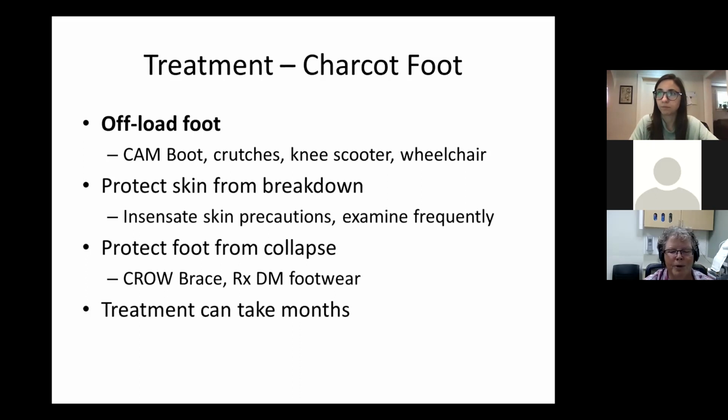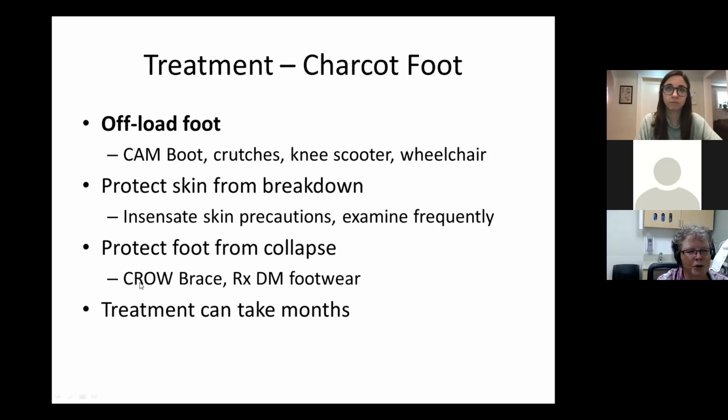We use a cam boot. That's one of those removable cast boots that Velcros on, crutches, knee scooter. I'm a little jealous of the VA. They can get a knee scooter in real time, so we can't. It's a bit of a challenge to get those. We've even put people in wheelchairs. Whatever it takes to offload. If someone has an autonomic neuropathy, having them ambulate with crutches on one foot, we're asking them to fall. So we'll go to a wheelchair if we have to. You want to protect the skin from breakdown, provide insensate skin protection, examine frequently, and protect the foot from collapse.